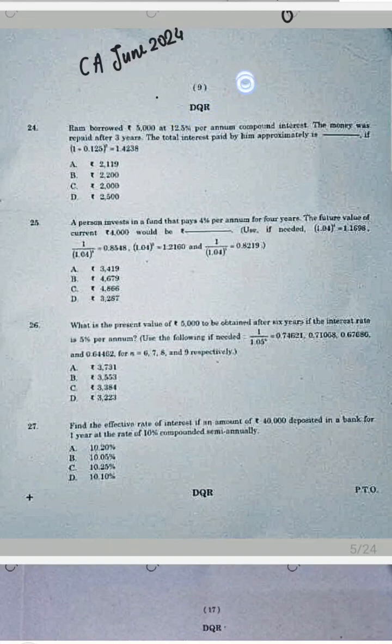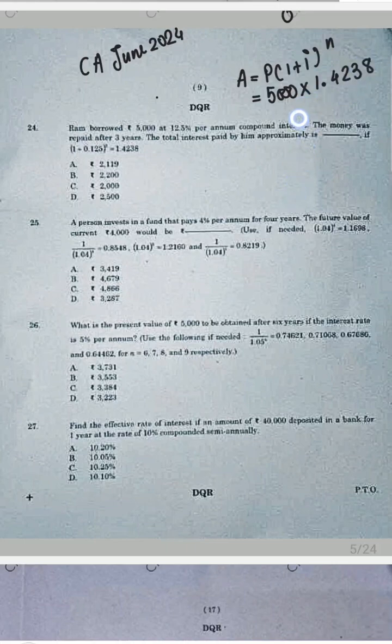What we know, the formula of amount A is nothing but P (1 plus i) to the power n. So if we want to calculate this value, what we can do, it is 5,000 into (1 plus i) to the power n, which is given. So multiply it with 1.4238.